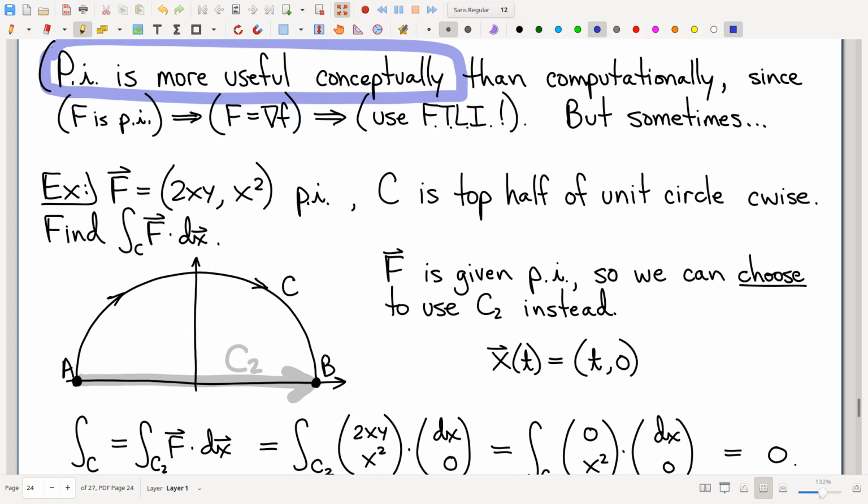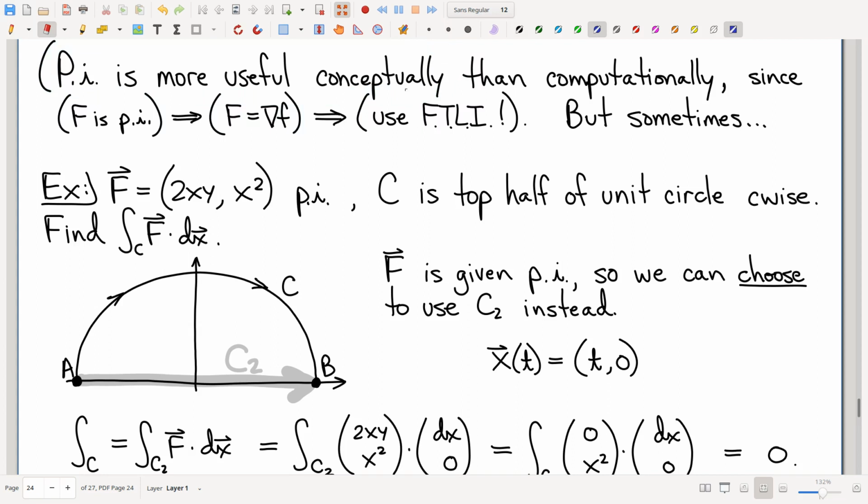Any of you who've had a mechanics class know that conservation of energy is really important in mechanics computations. So again, very important. Thank you, path independence, for allowing us to have that. So I'm going to say it's useful conceptually more than computationally.